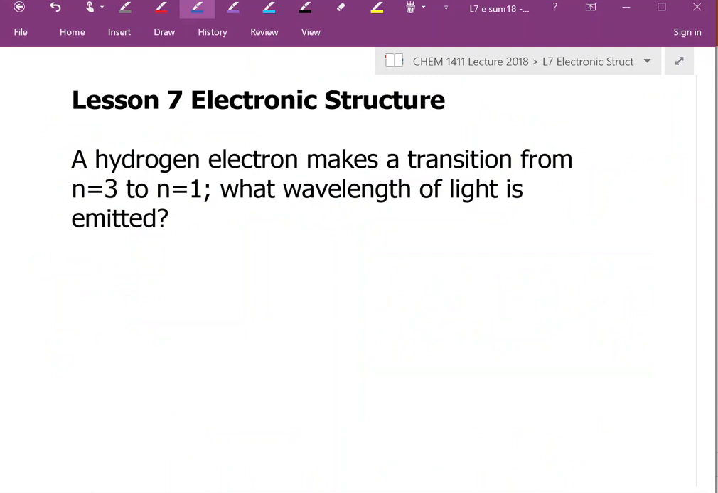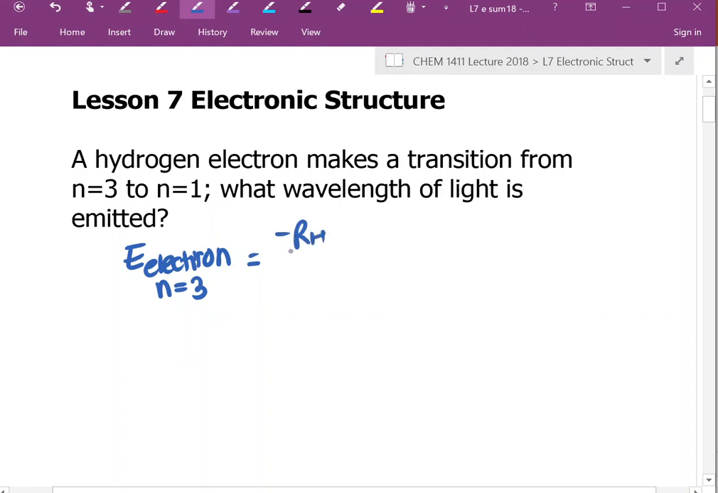So let's look at this example, and we're going to do these calculations in the order that I showed you on the last one. We're going to start by finding the energy of an electron at a certain energy level, and we're going to do 3 because we're going from 3 to 1, and so our equation is this. N, of course, is 3, and this is Rydberg's constant.